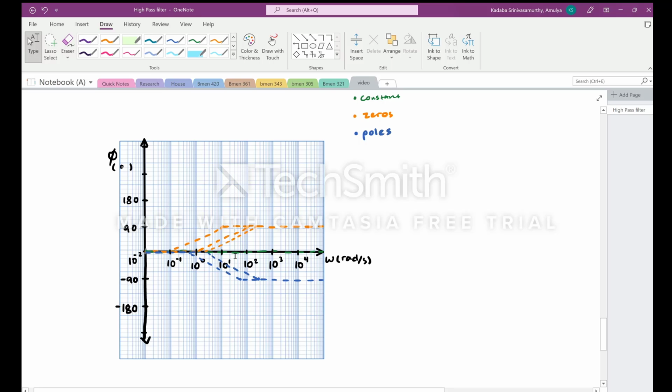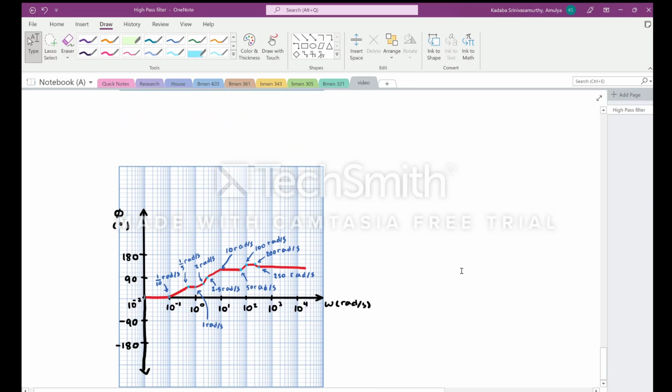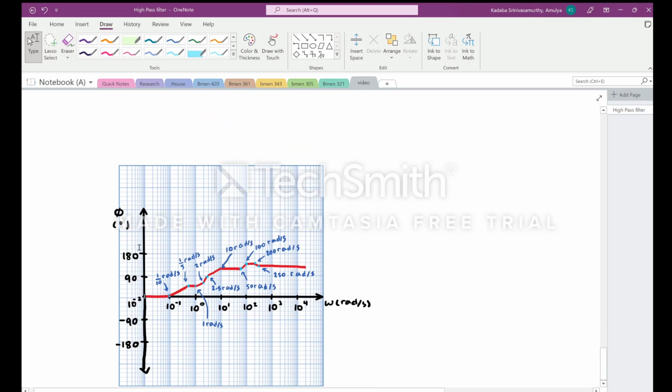The zeros would have a slope of positive 45 degrees per decade between z over 10 and 10z, while the pole would have a slope of negative 45 degrees per decade between p over 10 and 10p. Combining all of these lines, we can finalize the phase plot. This is the final phase plot. Be sure to take into account all of the frequency points, as this is where the changes such as the zeros and poles occur.